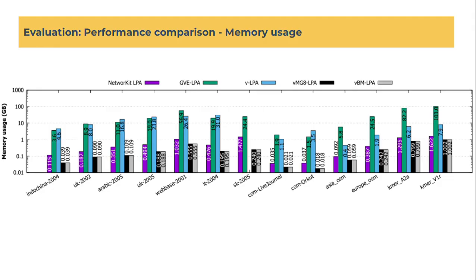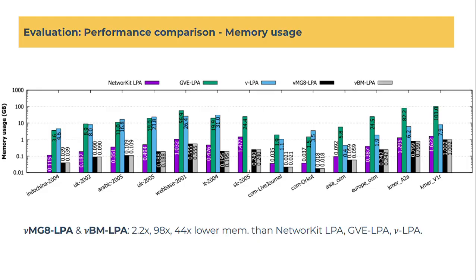This is the memory usage comparison. Here, lower is better, and the y-axis is logarithmic scale. If you observe νMG8-LPA, where k equals 8, Boyer-Moore LPA, both have lower memory usage compared to the other implementations. It is 2.2 times lower memory usage than NetworKit, 98 times lower than GVE-LPA, and 44 times lower than νLPA. On νLPA, on the sk-2005 graph, it runs out of memory, and therefore the bar is not drawn for it.